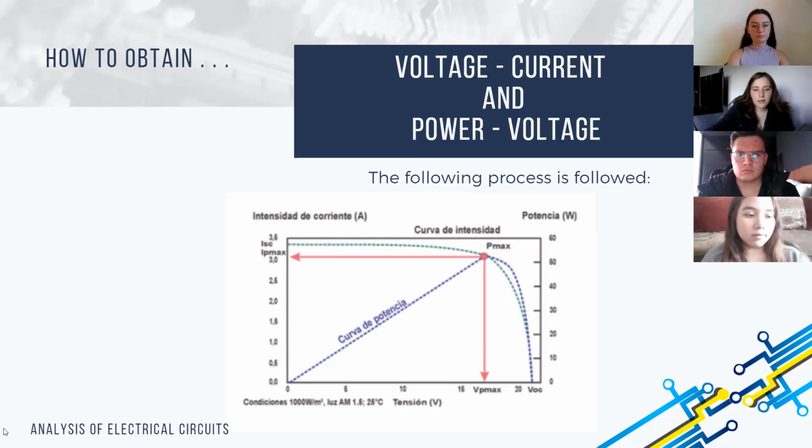And in the voltage power, the blue curve, we can see the power of the panel equals 0 when there is a short circuit and when it is an open circuit. As we can tell from the picture, the maximum power is obtained when the voltage and the current values are in the maximum power.